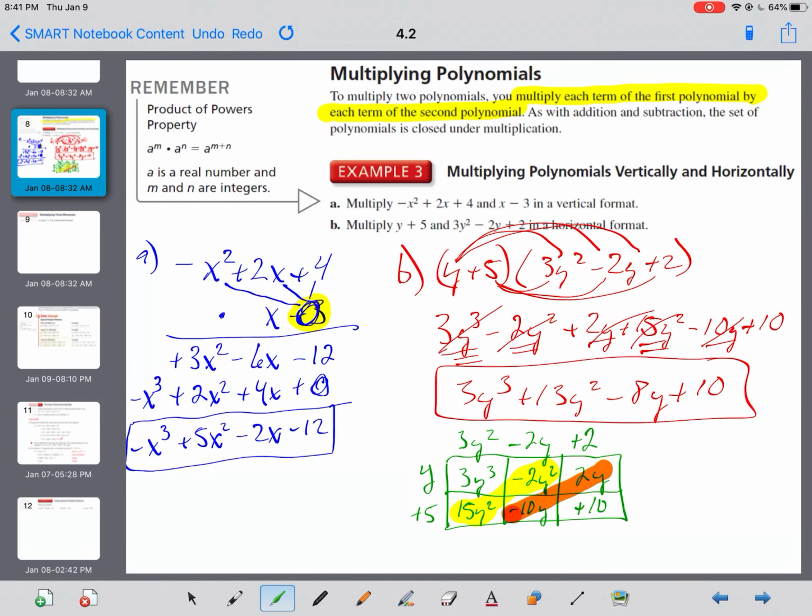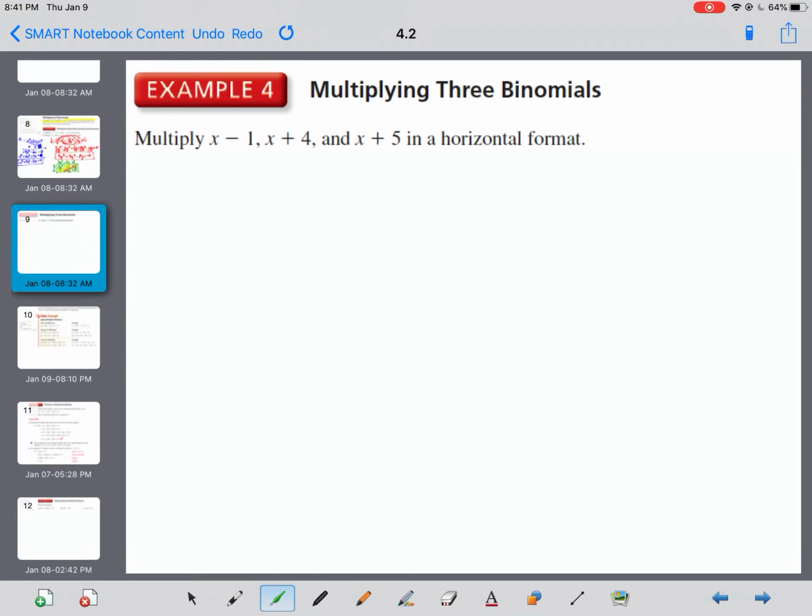Okay. The last multiplier we're going to look at is just the next level up, which is just more multiplying. Okay. Not any harder, it's just more work. Here, they want us to take x minus 1 times x plus 4 times x plus 5. They want us to multiply 3 things together. Well, the easiest way to do that is 2 at a time. So that's what you should do. And here's what they're telling us.